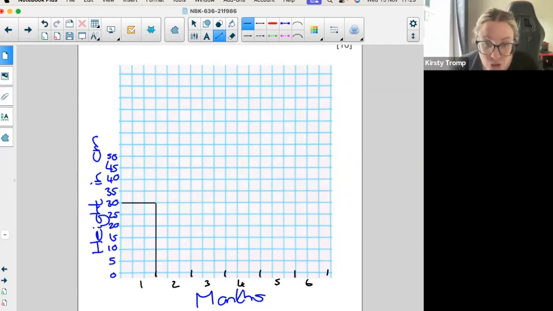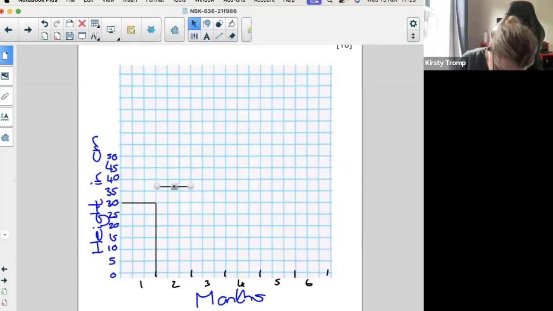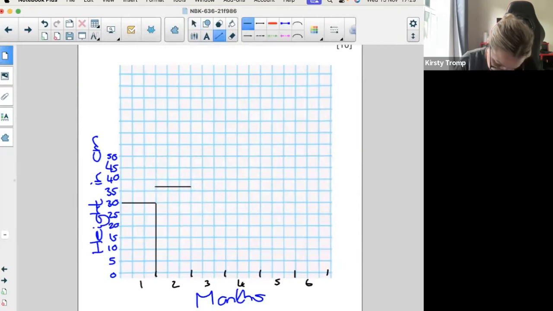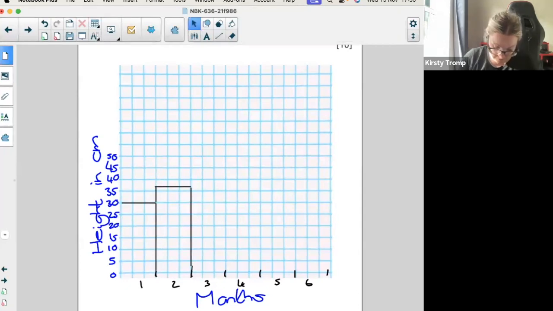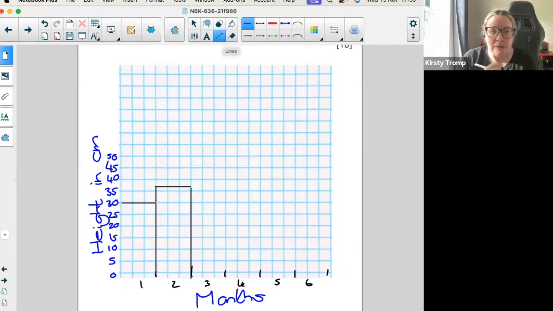Okay, so in month 2, my plants grew to 36. So I'd say 36 is about over there. Right, I'm going to join that up, and join that up to the bottom. Month 3 grew to 45.